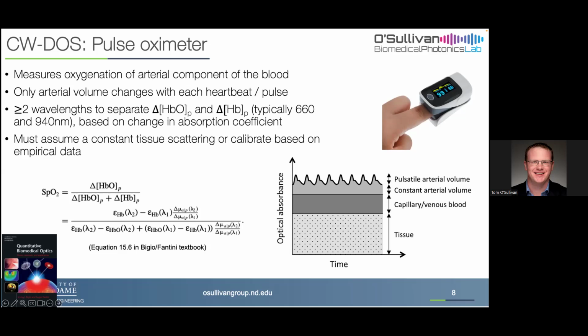Which is why we all got nervous when people could buy pulse oximeters on Amazon during COVID, right? And monitor themselves at home, because they didn't understand that there's no difference between 92% and 93%. But there's a big difference between 85% and 99%, right? But you understand that, right? Because you're tissue optics people.